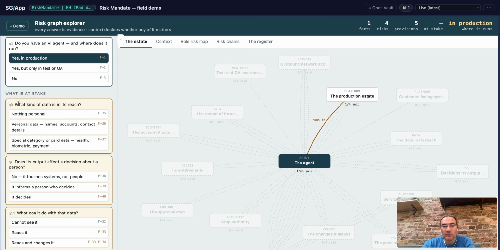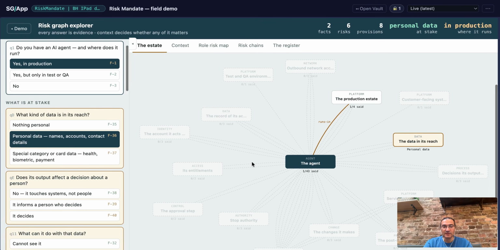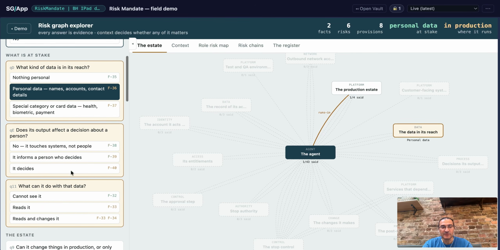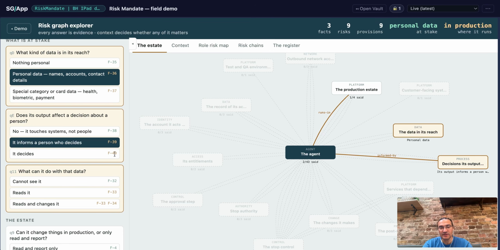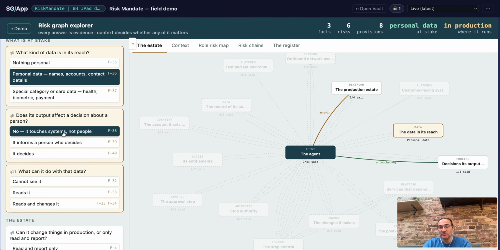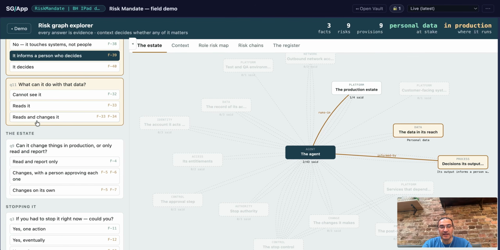And now you can see what kind of data is enriched. Let's say I got personal data. And what's cool about this is you can see that this graph is now going to be populated with the data that we're collecting. So you can think of this graph as the evidence piece, right? So look, there's the output affected decision. Okay, it informs decision. So you can see that what's cool about it is that we actually have almost different edges depending on what it is, and then what it can do with the data, right? It cannot see it, or reads it, or reads and changes it.